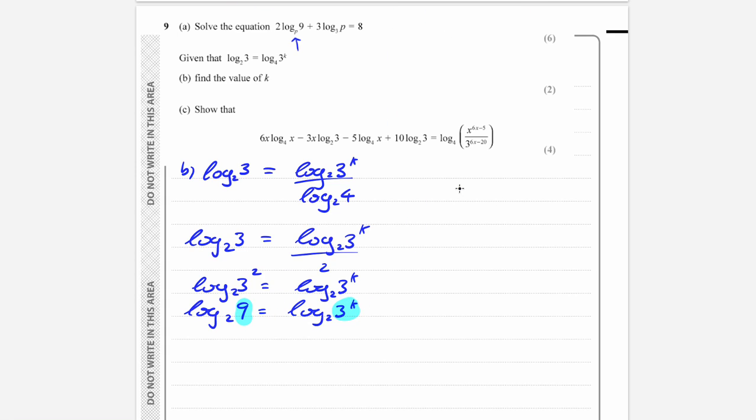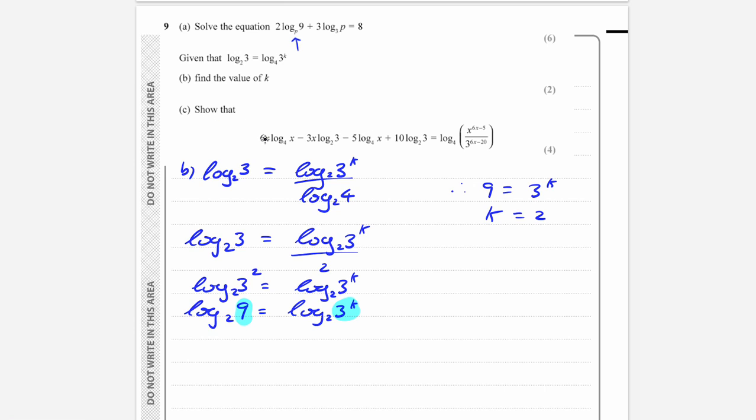So I'm just going to go up here. Therefore, 9 equals 3 to the k. 3 to the power of what equals 9? Well, it's obviously 2. k equals 2. Okay, that's part B. Part C.